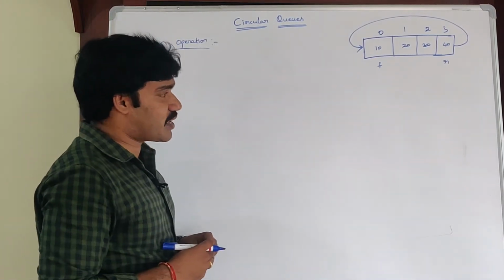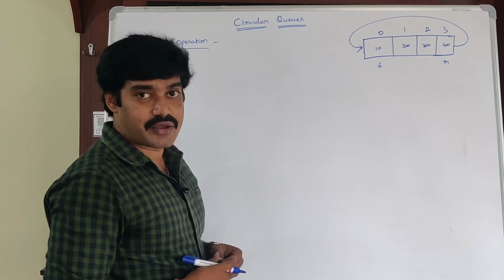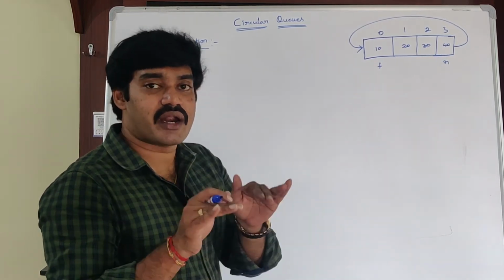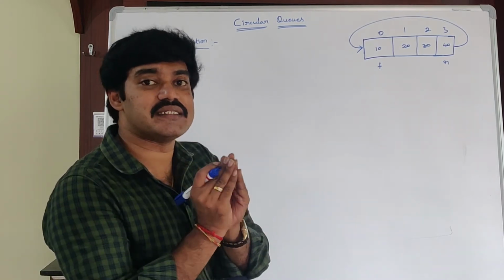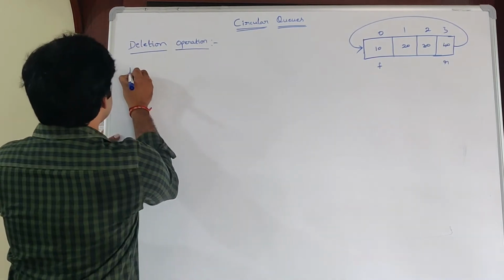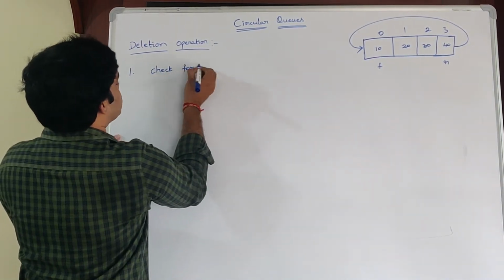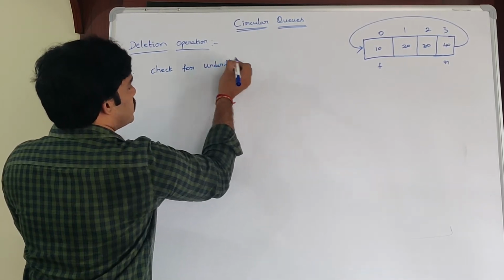Initially front is 0 as well as rear is max is -1. Assume that is your circular queue data structure and I want to delete an element from that circular queue data structure. What is the first condition we need to check for underflow or not? That means whether the circular queue data structure is empty or not. Underflow means empty or not.